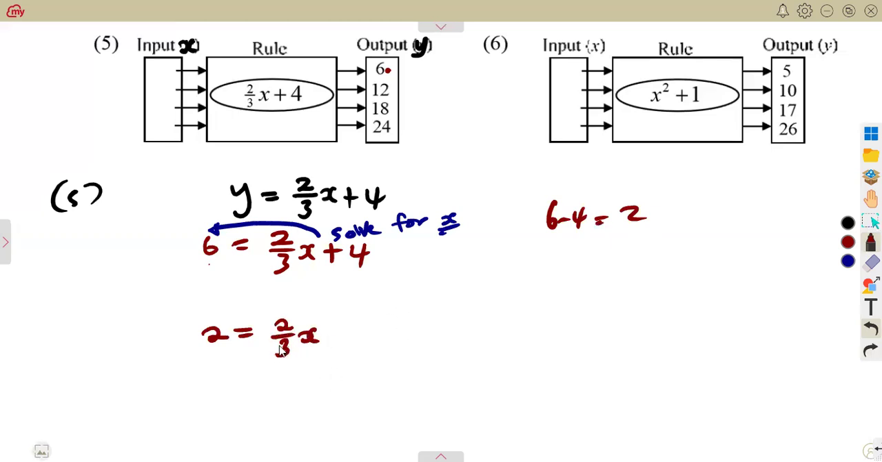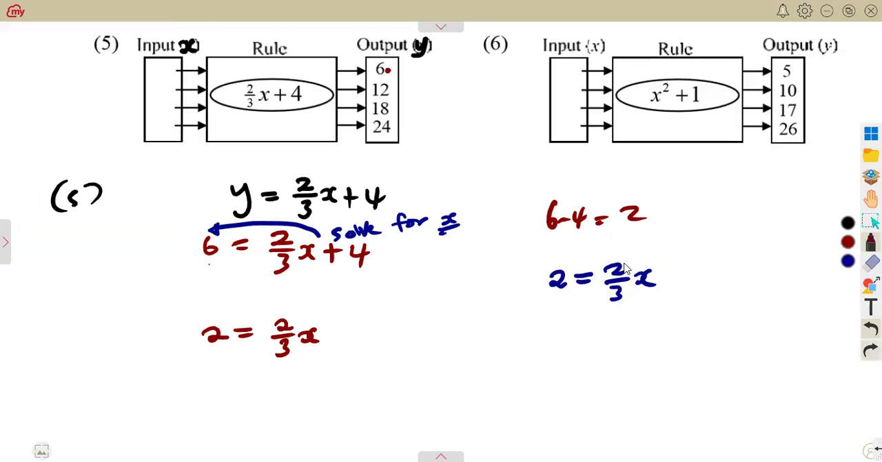All right, so this is what you can do. It's up to you to solve this part. There are so many ways. If you are given 2 is equal to 2 over 3x, it's up to you how you solve. You can choose to multiply by the multiplicative inverse. Remember what I said about the multiplicative inverse. It is the reciprocal of this.